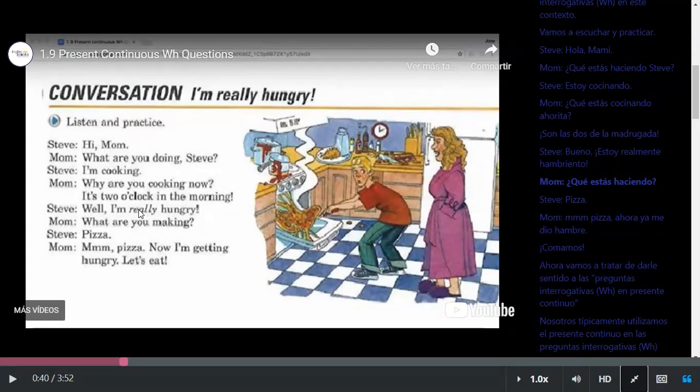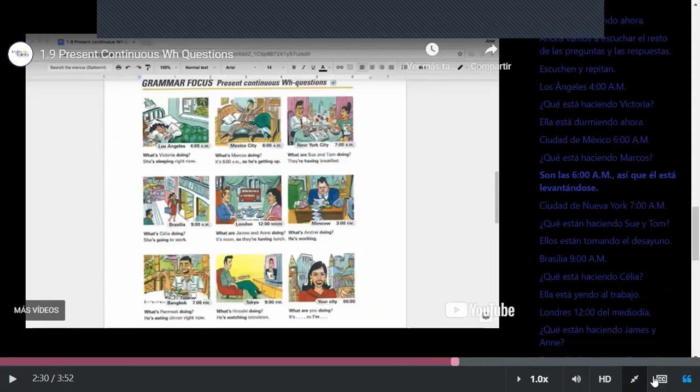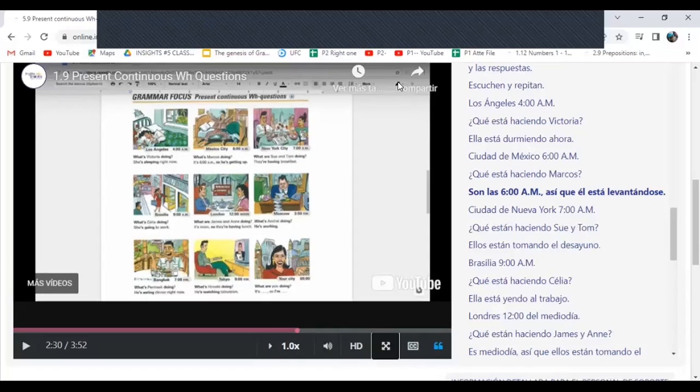Y también aprendamos el adverbio really. Really es para super engrandecer, right? El adjetivo. Ella dijo, well, I am really hungry. O sea que no tenía hambre, sino que estaba hambrientísima, right? I am really hungry. So pongámosla ahí, right? Dictionary, new vocabulary. All right. Okay, perfect.